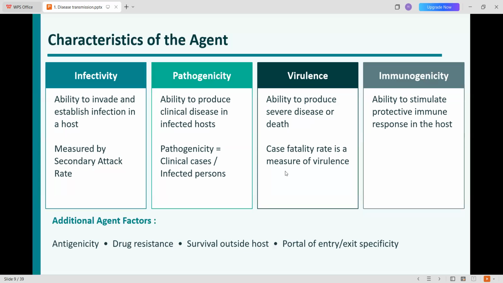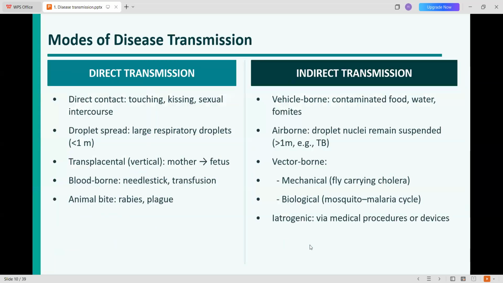Case fatality rate is the measure of virulence. Immunogenicity, the ability to stimulate a protective immune response in the host. Additional agent factors include antigenicity, drug resistance, survival outside the host, and portal of entry and exit.